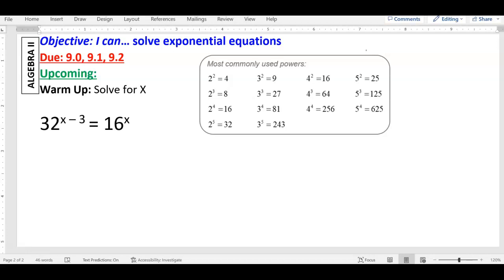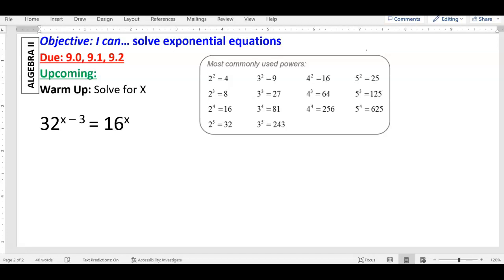So, to solve an exponential equation, step one is we need to see if the bases are the same. So you tell me, is this base 32 the same as this base 16? No, right? So what we want to do is get the same base. If you can match those bases, then you can do something with it, okay?